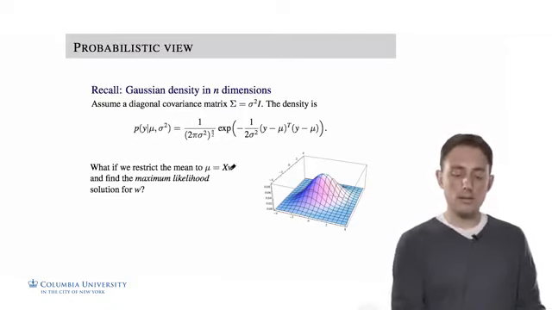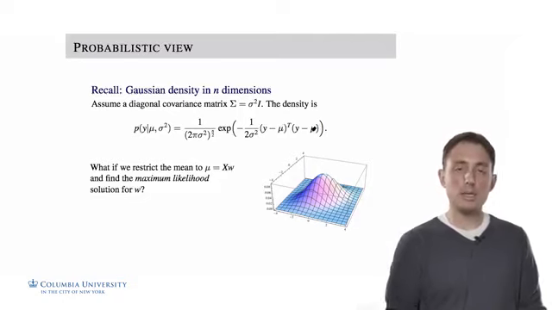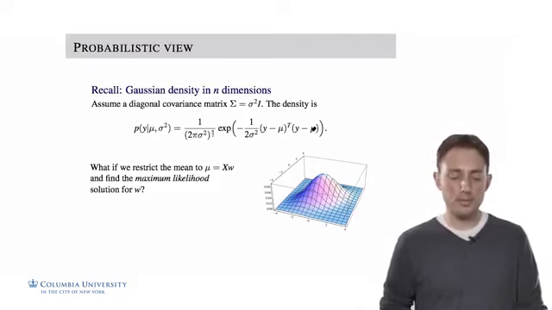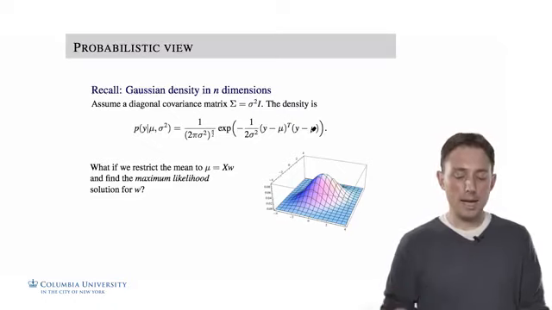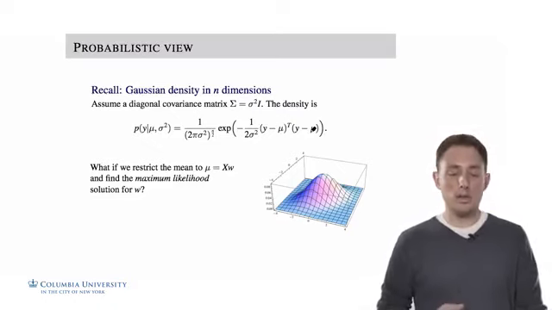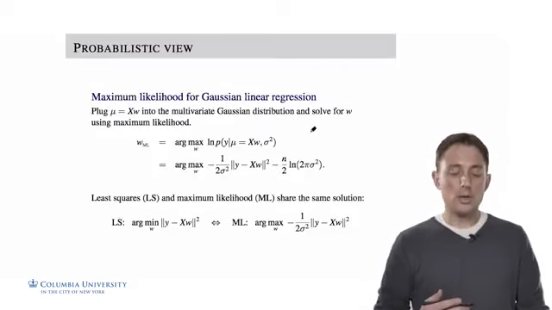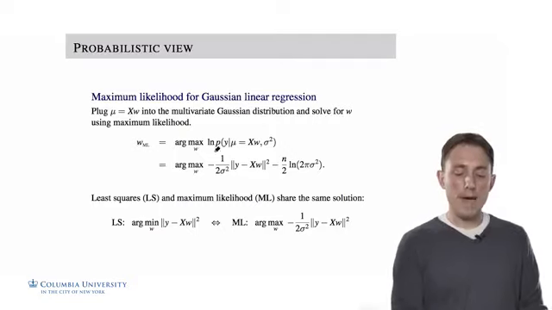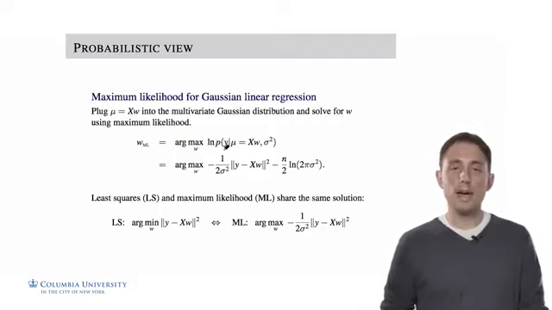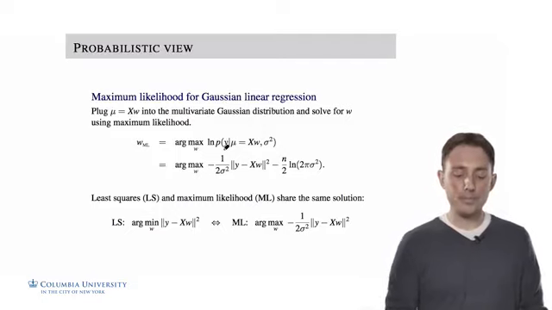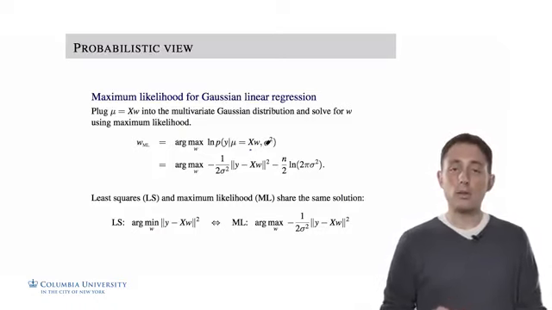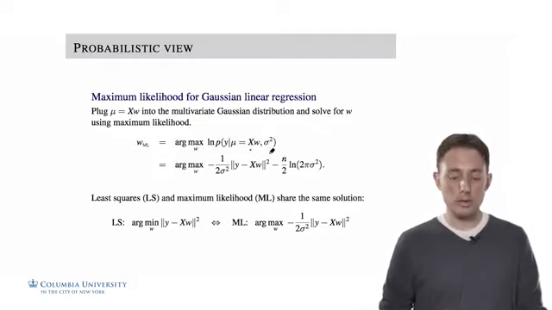So we plug this matrix vector product into the Gaussian for mu, and then we say, let's find the maximum likelihood solution to W. So let's find, in other words, the value of W that maximizes the log likelihood of the output vector y given a mean that has this form and given a covariance that has a diagonal covariance where each dimension has variance sigma squared.